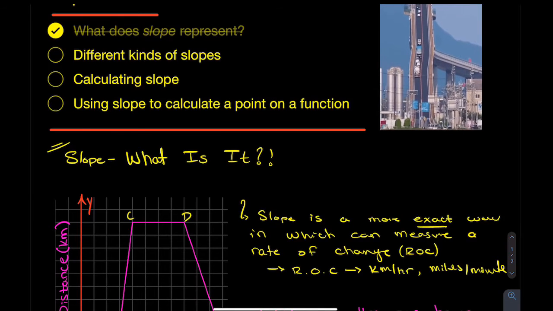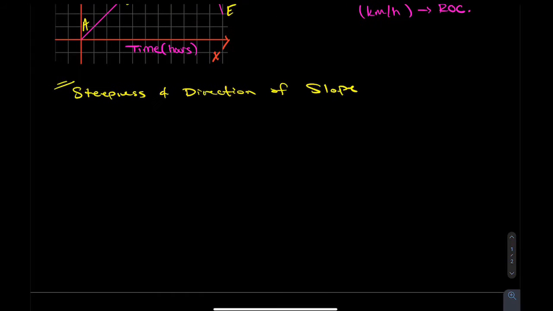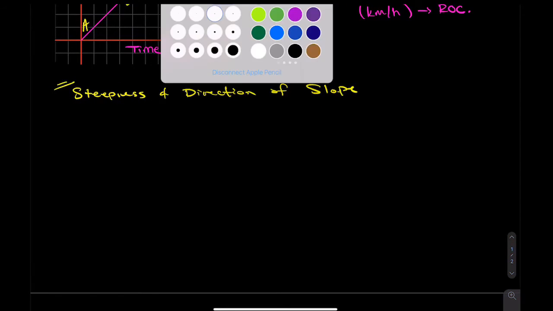So we're actually done now. We're done talking about what slope represents. So let's look into the types of slope now that we can measure. So we have steepness and direction of slope. So let's look at a few examples here.